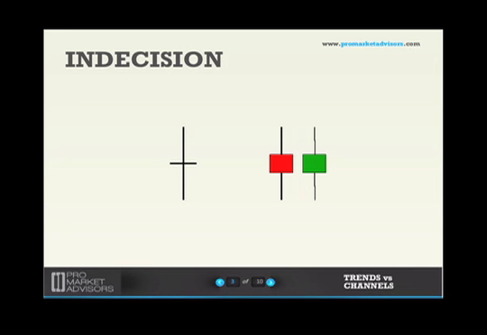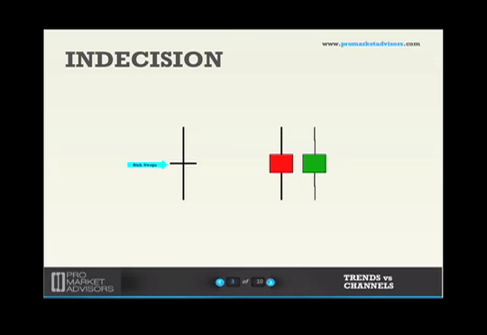So what are these indecision candles? Well, this first one is known as a doji, D-O-J-I, and that simply refers to any candle where the open and the close are equal. As you can see, there is in fact a top shadow showing us a high and a bottom shadow showing us a low, but there's really no body. The body is a straight line. And the interpretation there is the open and the close are at the same price.